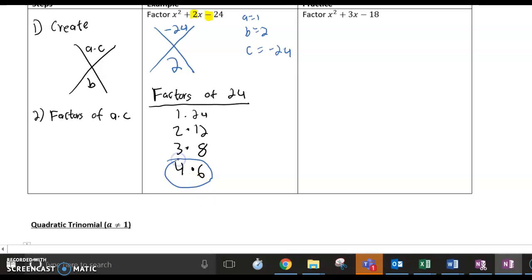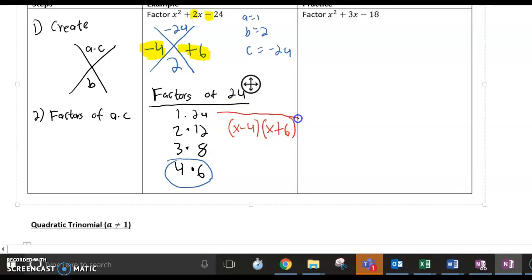Now, if I take a positive 6 and a negative 4, those are going to add up to 2. Now I can immediately take these guys, and they will be my factors. So my solution, and we keep the sign that it has, so my solution is x minus 4 times x plus 6. We're going to box that so we know it's our answer.